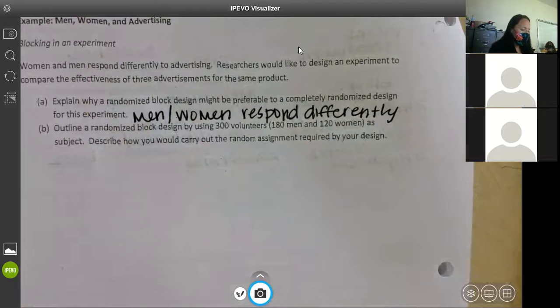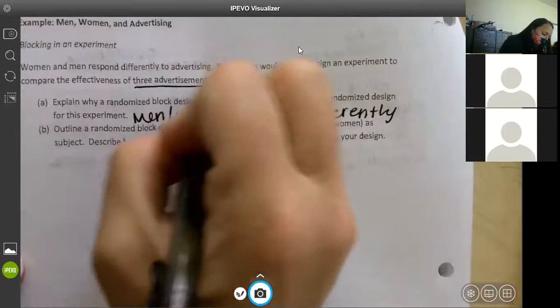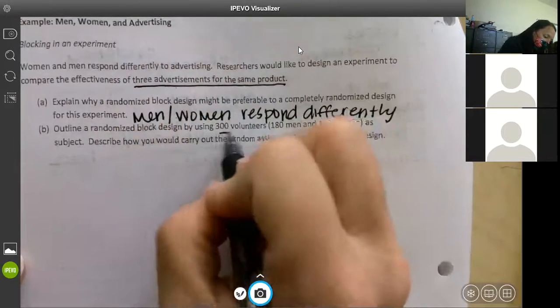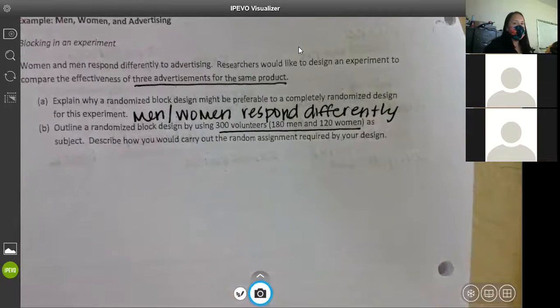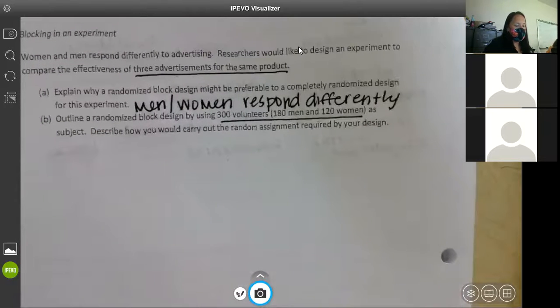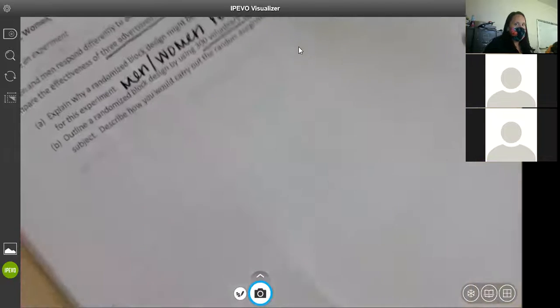All right, outline a randomized block design by using 300 volunteers, 180 men and 120 women as subjects. Describe how you would carry out the random assignment required by your design. Remember, there are 3 advertisements for the same product. 300 volunteers, 180 men, 120 women. So I'm going to turn my paper really weirdly so that I can go diagonal to diagonal.